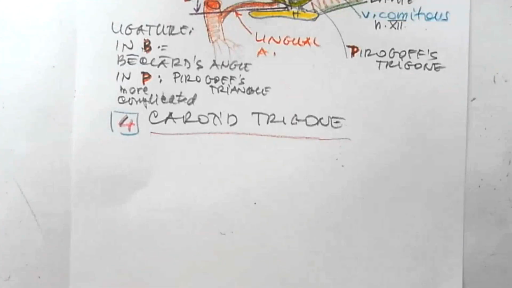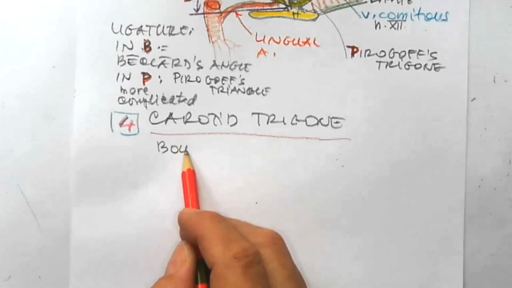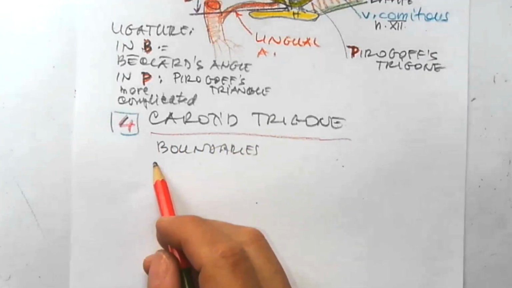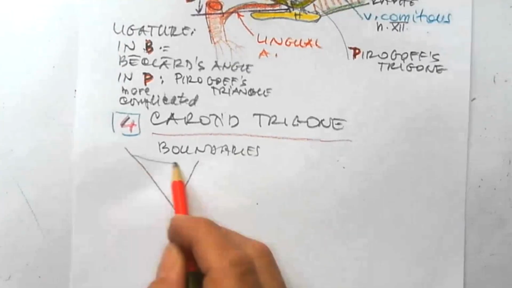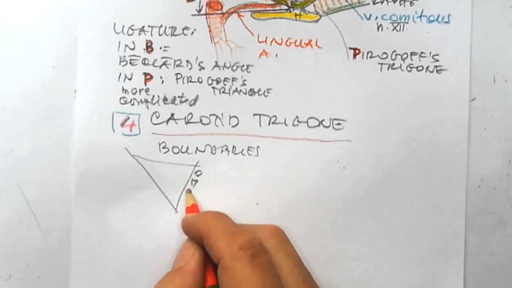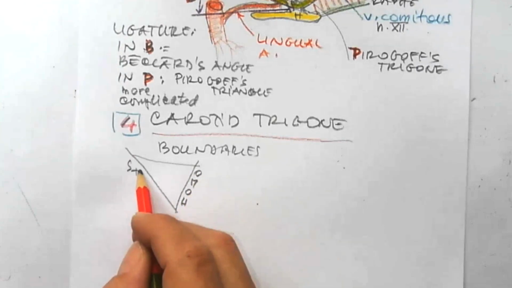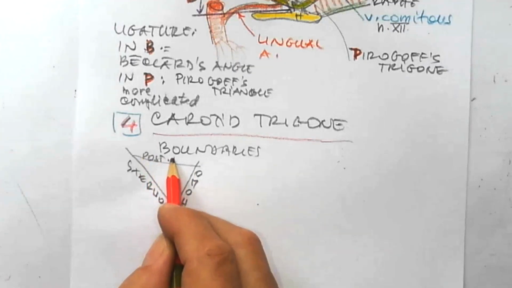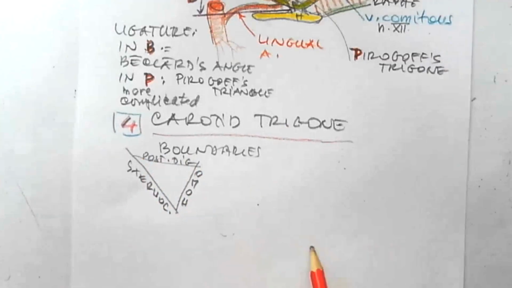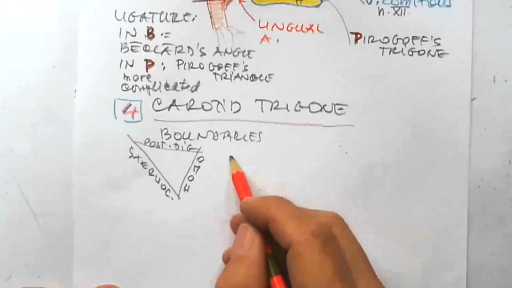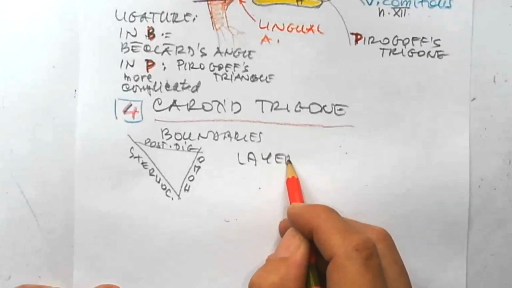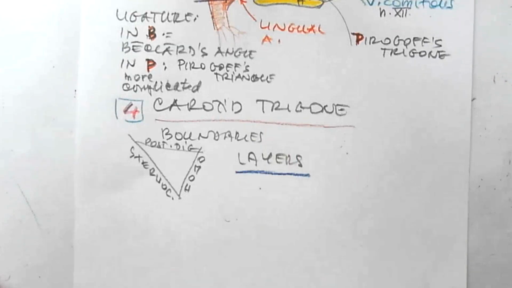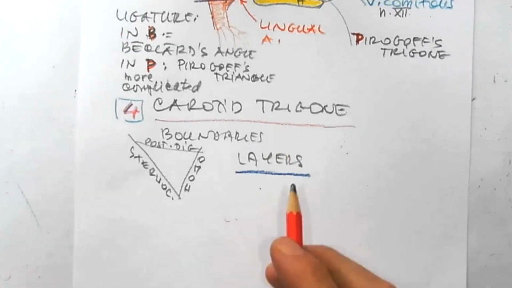So first of all, the boundaries. Maybe we can make a sketch again. This is even better. This is omohyoid anteriorly, sternocleidomastoid, and digastric posterior. Easy. So we see the boundaries in one sketch. Concerning the layers, we show the contents, which are of high clinical importance.